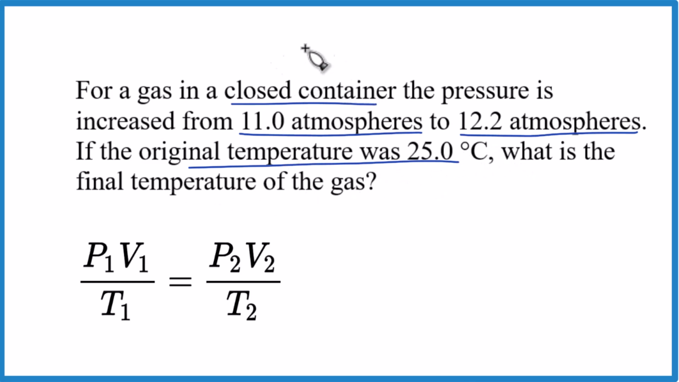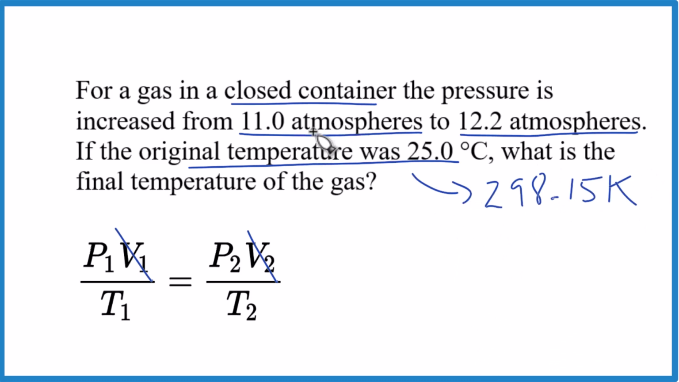So since it's a closed container, the volume, that's not going to change. We can just ignore the volume there and have P1 over T1 equals P2 over T2. But we do need to change the temperature to Kelvin by adding 273.15 to the Celsius, like this. It's almost always best to work in Kelvin here.